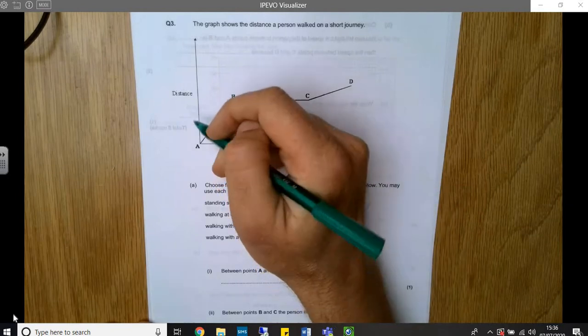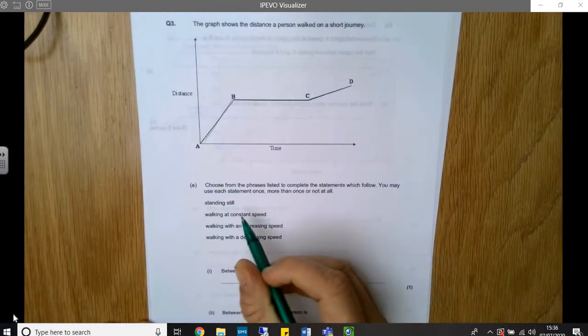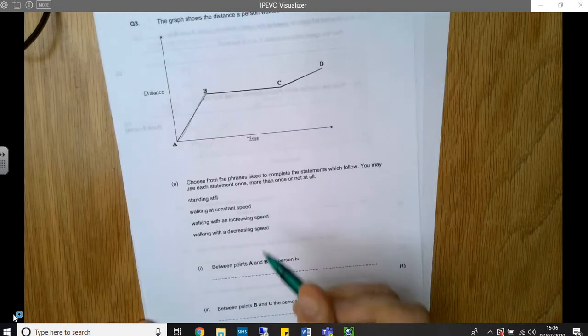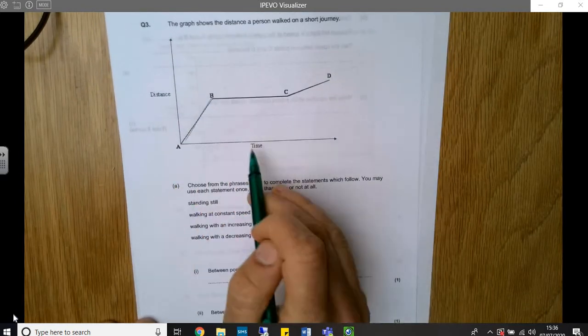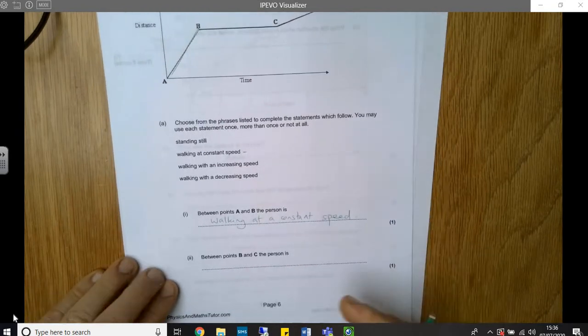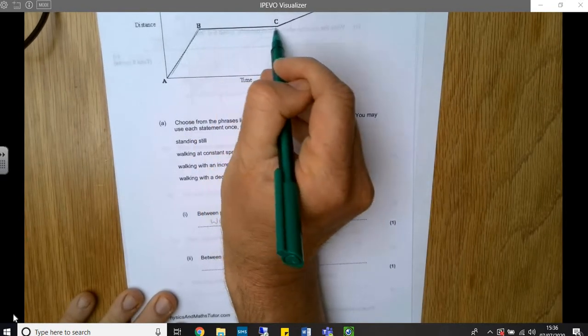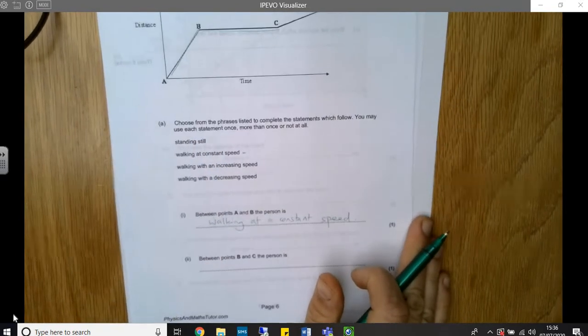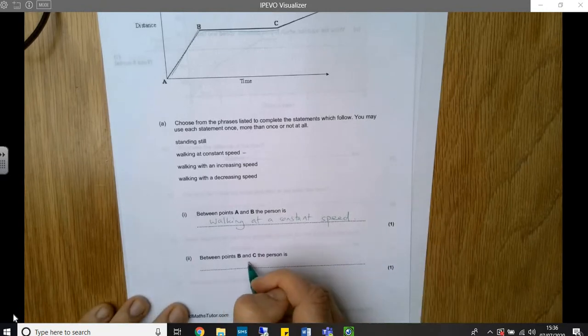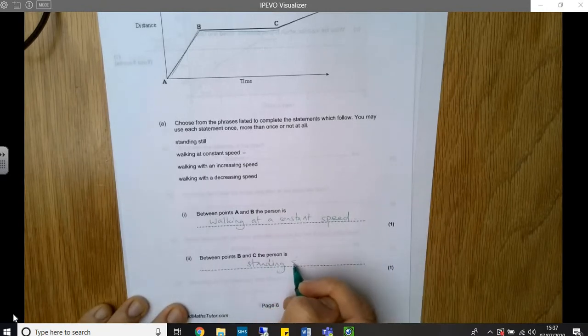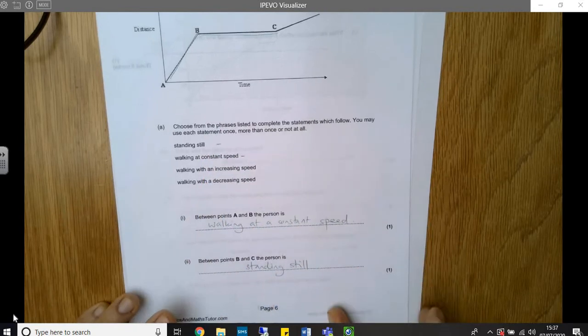So between points A and B, the person is which of these? We know that because it's a distance time graph, and this is a straight line going upwards, they are walking at a constant speed. Then between points B and C, we should say that they are standing still, as we've already established.